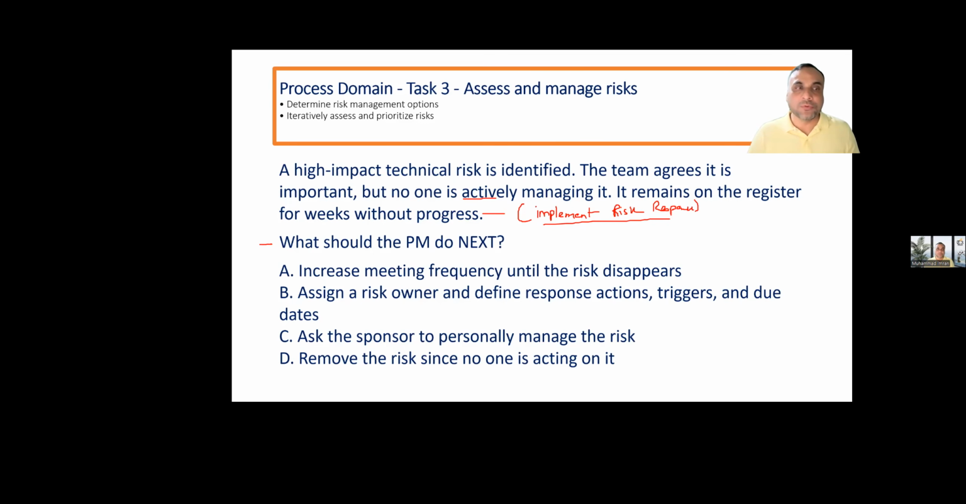What should the PM do next? Increase meeting frequency until the risk disappears. Assign a risk owner and define response actions, triggers, and due dates. Ask the sponsor to personally manage the risk. Remove the risk since no one is acting on it. So the correct answer here is, exactly. Now you guys are speaking the same language, what I wanted. Thank you very much. Exactly. B is the correct answer. Very good. Let's go next.